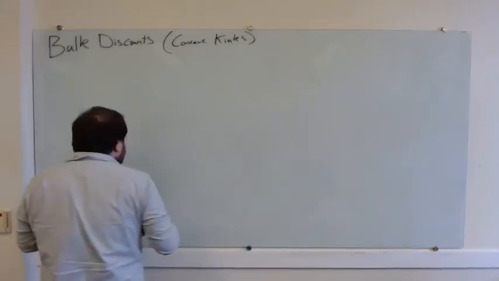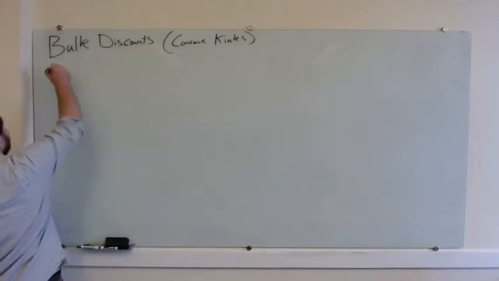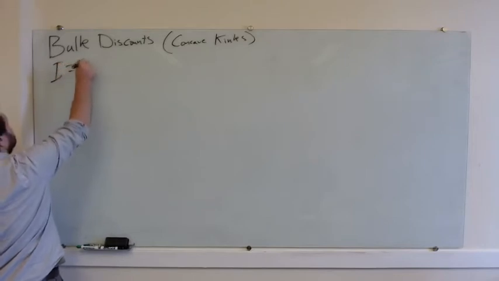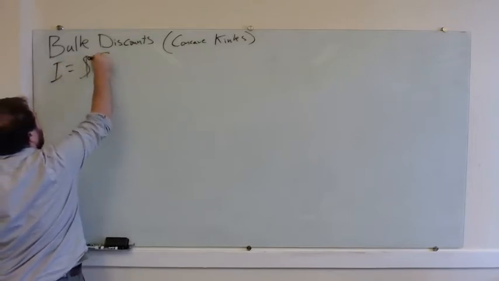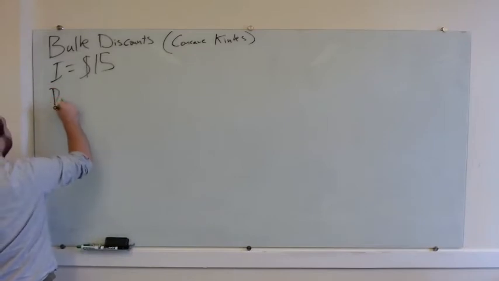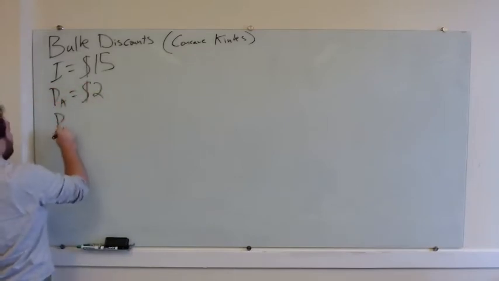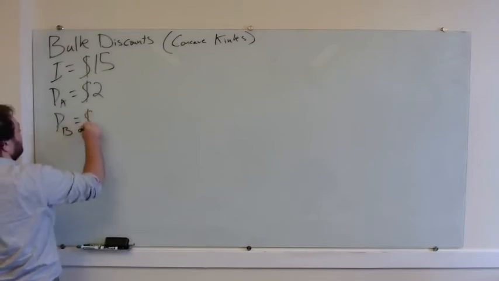So as an example of this, let's imagine that you go to the farmer's market, right? You've got $15, and you can either buy apples or bananas. We'll say that the price of an apple is going to be $2 a pound. The price of a banana is going to be $1 a pound.